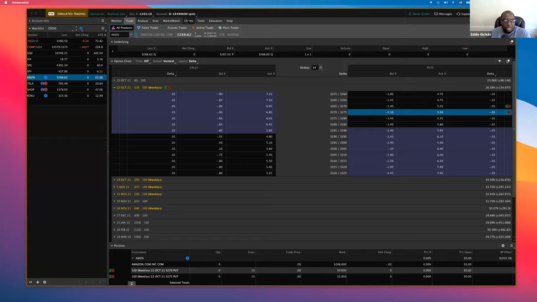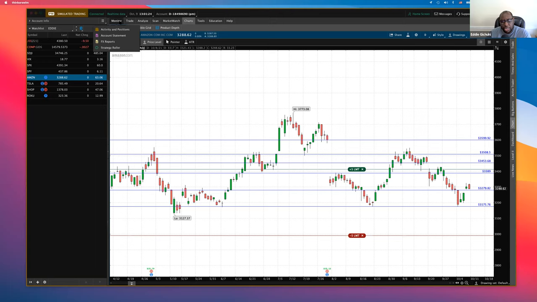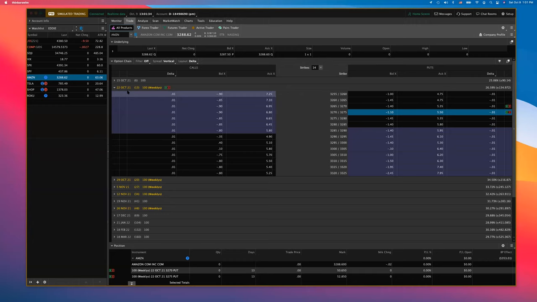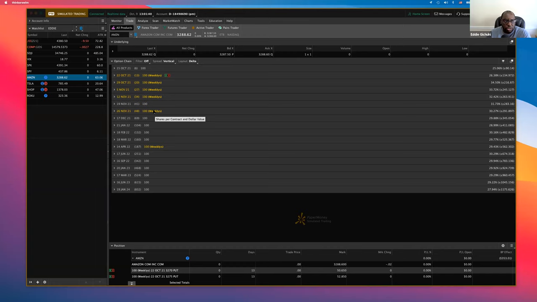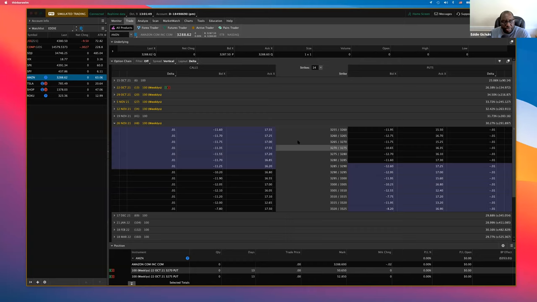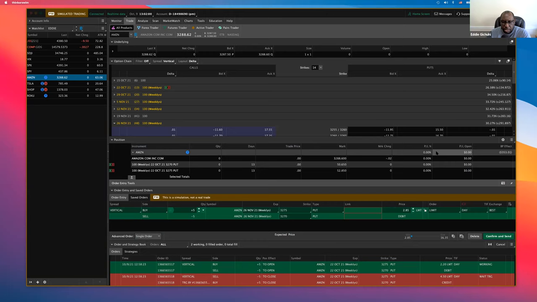October 22 is kind of short, but yeah, it would work. There's no good reason really to choose October 22 because these things are so cheap. I'd go the full 45 to 90 days, even when you're doing debit spreads, and guaranteed you're not going to be spending a whole lot more. The 3270, 3275 on November 26, which is 48 days away from today, is actually going to cost you maybe a little bit more, $2.85.